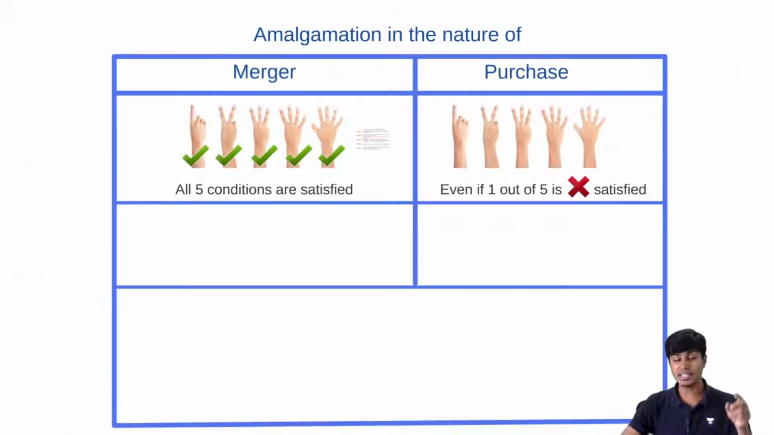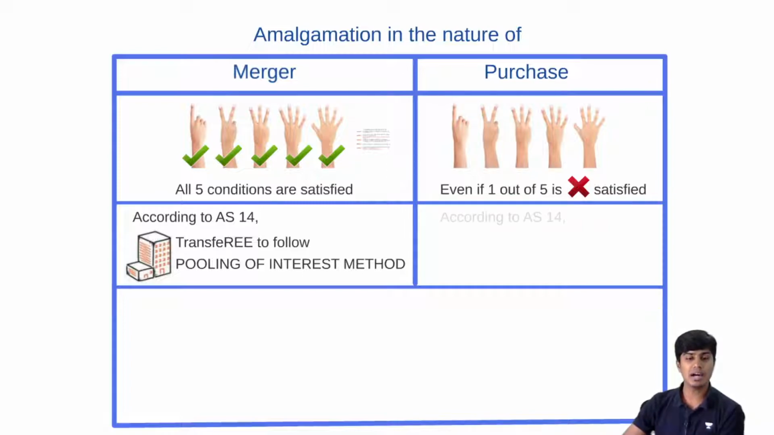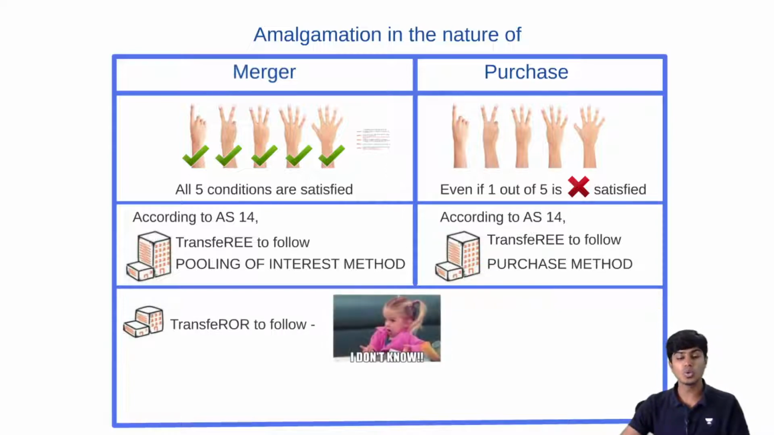We discussed that if it is amalgamation in the nature of merger, as per Accounting Standard 14, we account for it under the pooling of interest method. However, if it is amalgamation in the nature of purchase, we account for it using the purchase method. Accounting in the books of the transferor is not told to us.